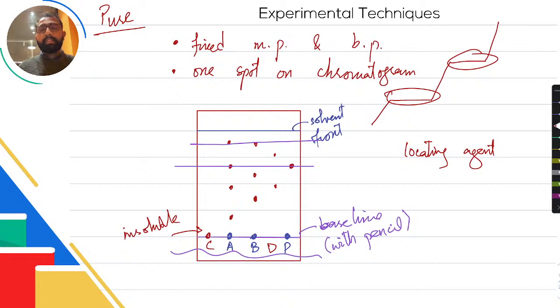And of course, this tells us that it is pure substance because it has just one kind of, or just one spot. For example, in the case of paracetamol here. All right, so that's how I know. All right, any questions about chromatography?